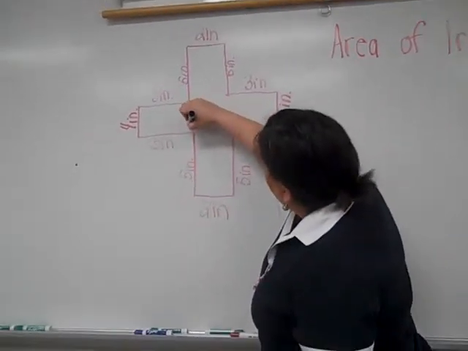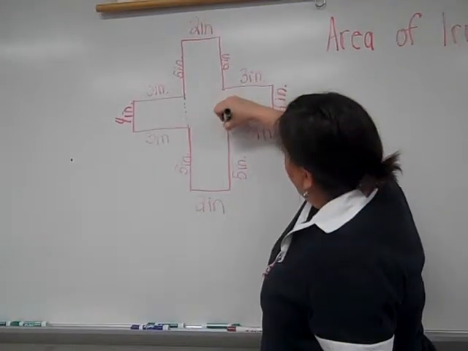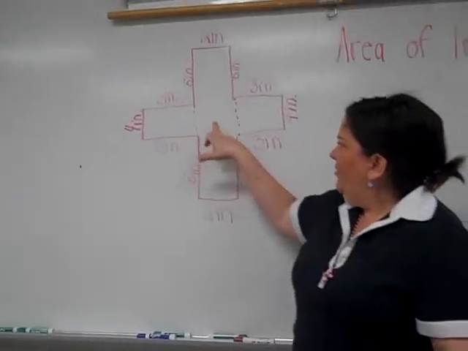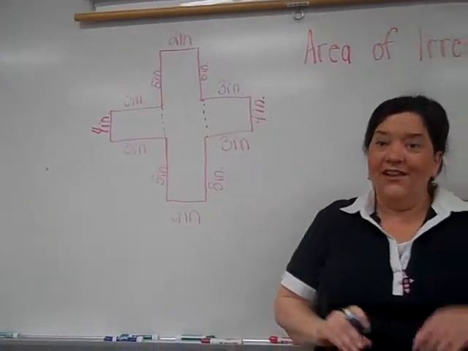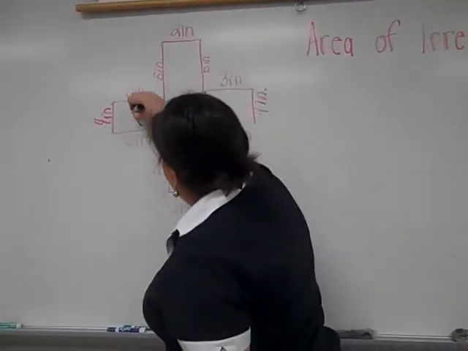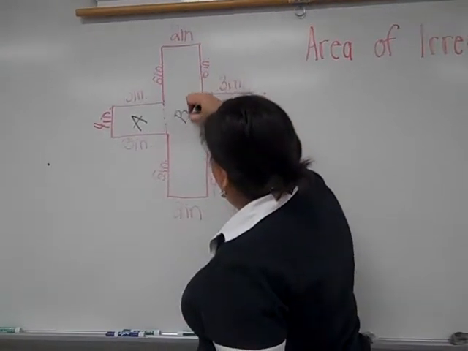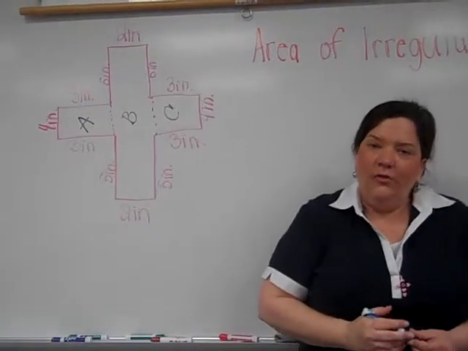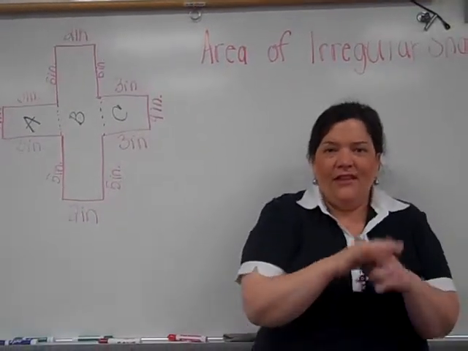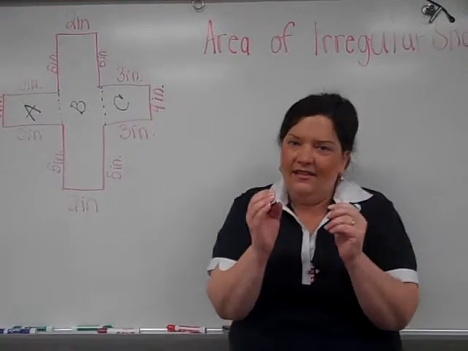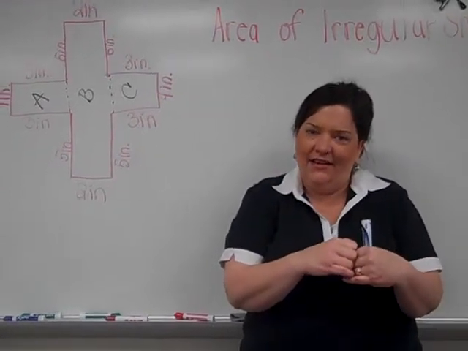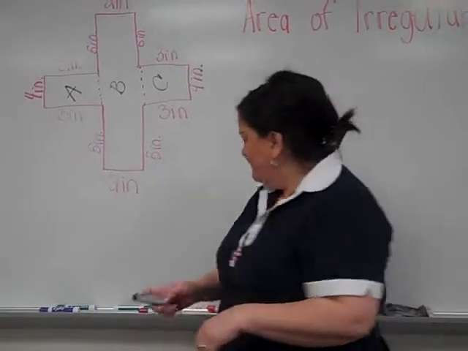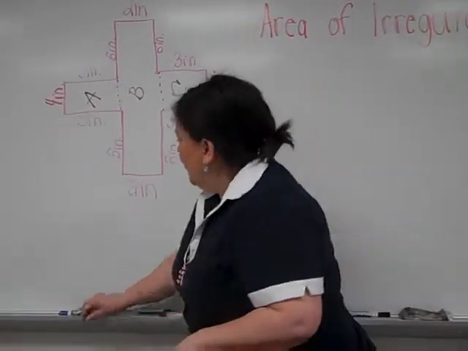So I'm going to make this into a rectangle, this into a rectangle, and now we have 3 rectangles. So we'll call this rectangle A, rectangle B, and rectangle C. What we'll do with that irregular shape is find the area of each rectangle, and then we'll add those amounts together. So let's start with shape A.